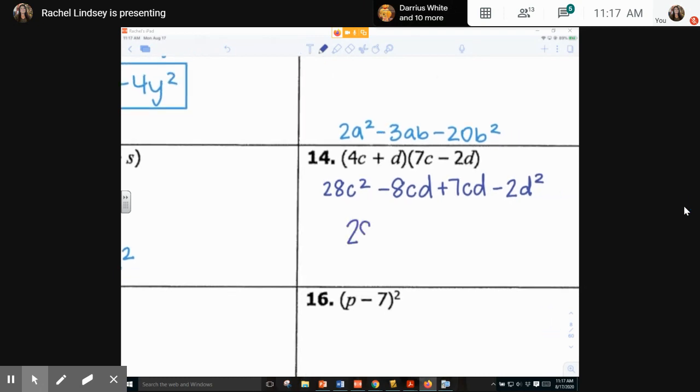Bring down the 28c squared. Then what's negative 8cd plus 7cd? Negative 1cd. And then bring down the negative 2d squared.